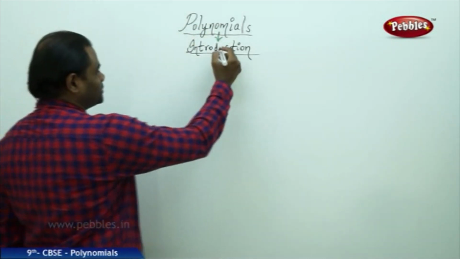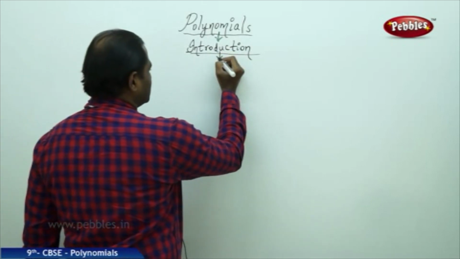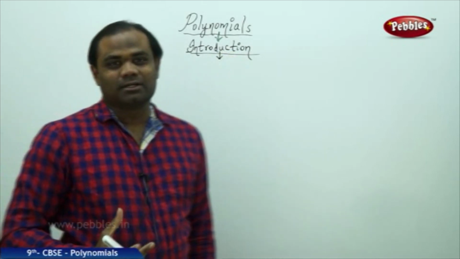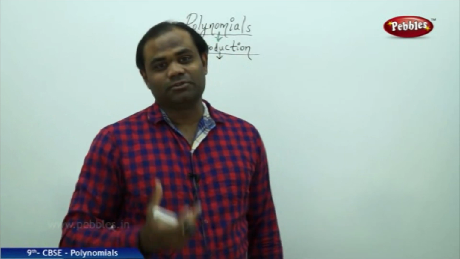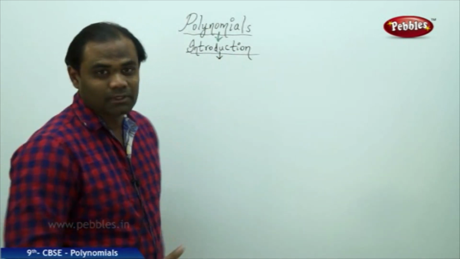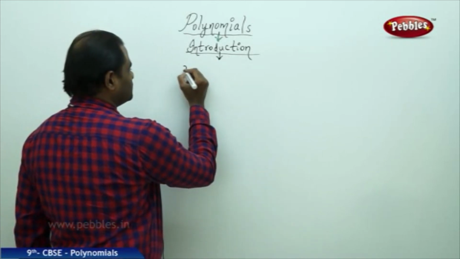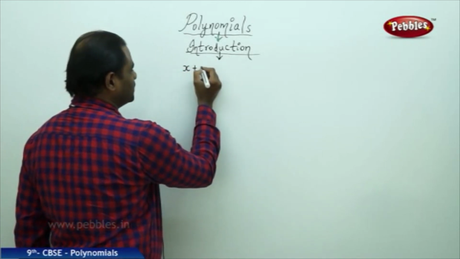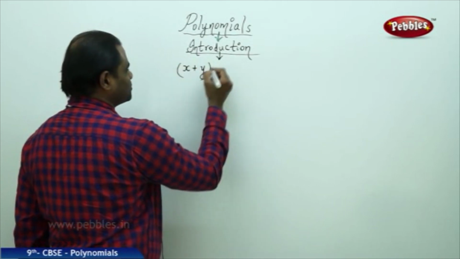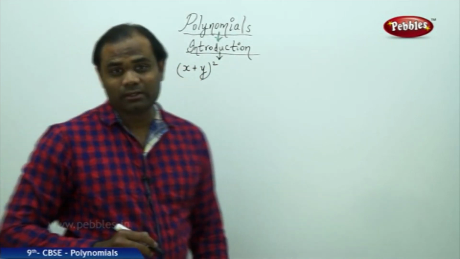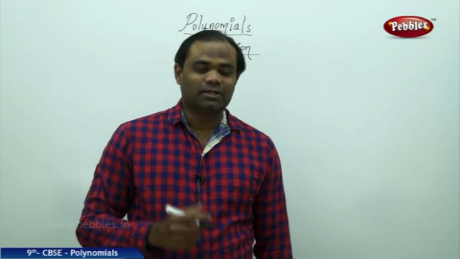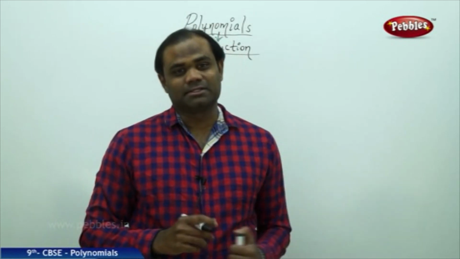When we come to the introduction of polynomials, let me start with the basic properties or the formulae which we have learnt in the lower classes. To recap, one of the most famous formulae is (a plus b) whole square, or (x plus y) whole square. So let's see how we can expand this.